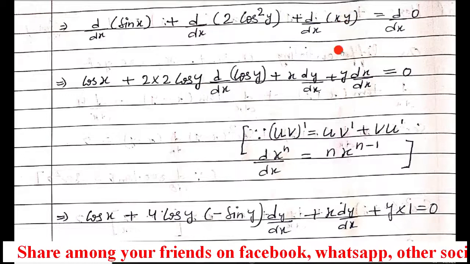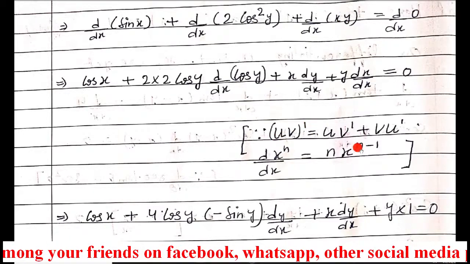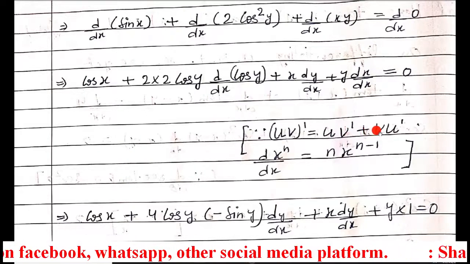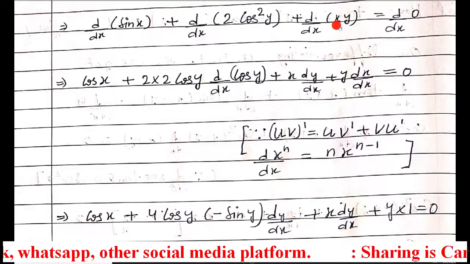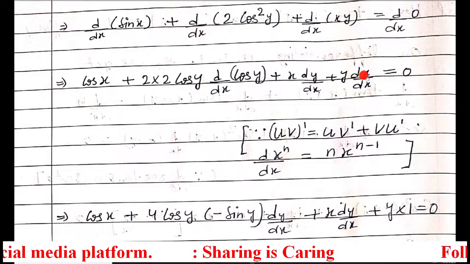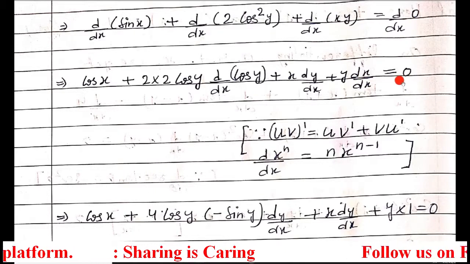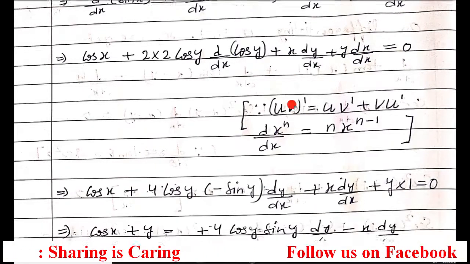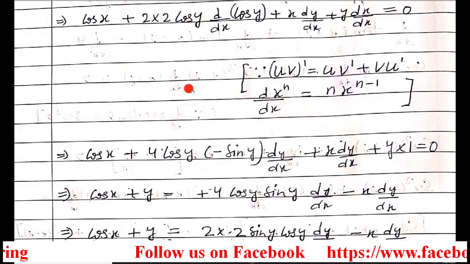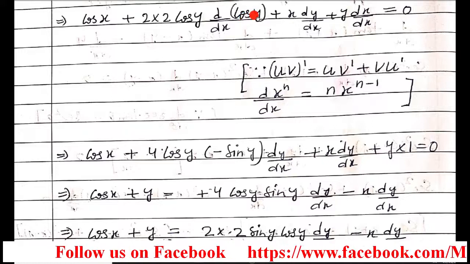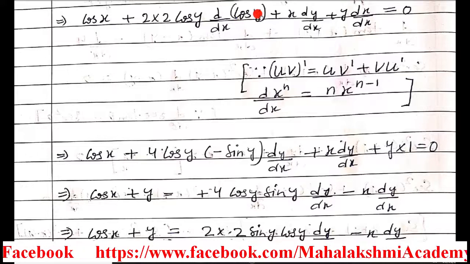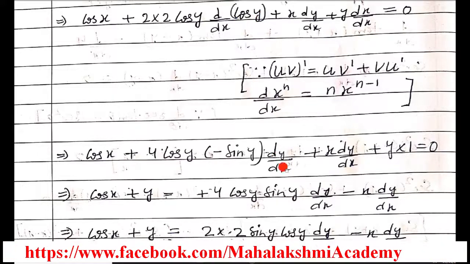Now here we have to use the u v formula, that is first function as it is, second function differentiation, then second function as it is, first function differentiation. So x as it is, then y differentiation, then y as it is, and then x differentiation. It's a constant, so the constant's differentiation is 0. Now in the next step, cos x as it is, 2 twos are 4, cos y as it is. Now cos y's differentiation with respect to x is minus sin y, but according to the chain rule we have to differentiate this y again, that's why dy over dx.